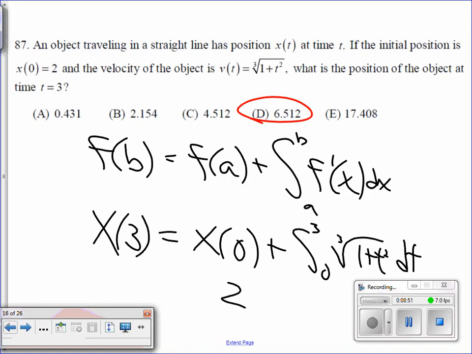87. Now this you could, it's great that you just asked this one right after the other one. You see, this is coming into play again. They give you the velocity, which is the derivative of position. They tell you that the position at time 0 is 2. And they want the position at time 3. So if you want the position at time 3, you take the position at time 0 and add the change. You get the change by integrating the derivative.